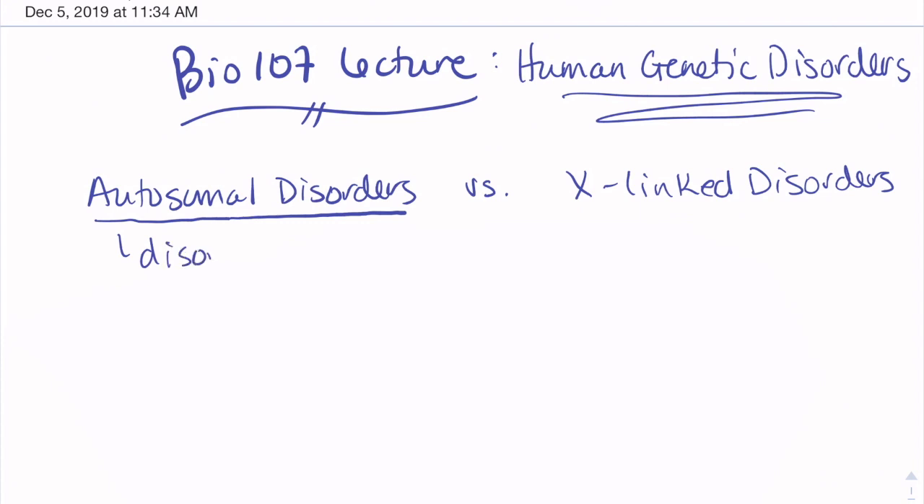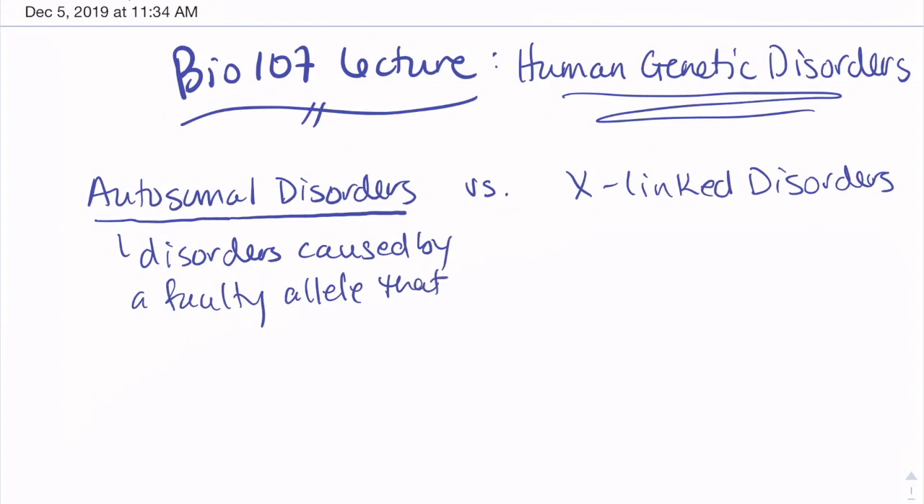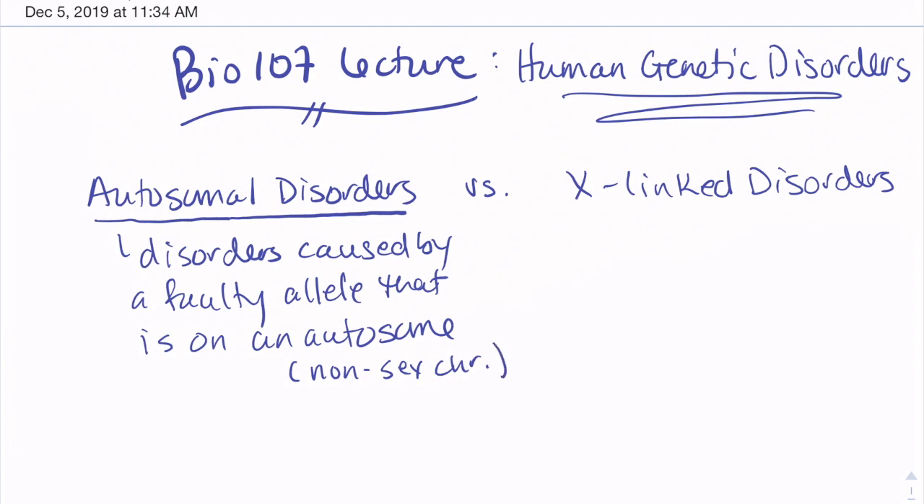So these are disorders caused by a faulty allele that is on an autosome, a non-sex chromosome. There we go. So you could have a faulty allele that is present on an autosome. That type of inheritance pattern is going to be different from an X-linked disorder, which is when a disorder is caused by a faulty allele that is on the X chromosome.